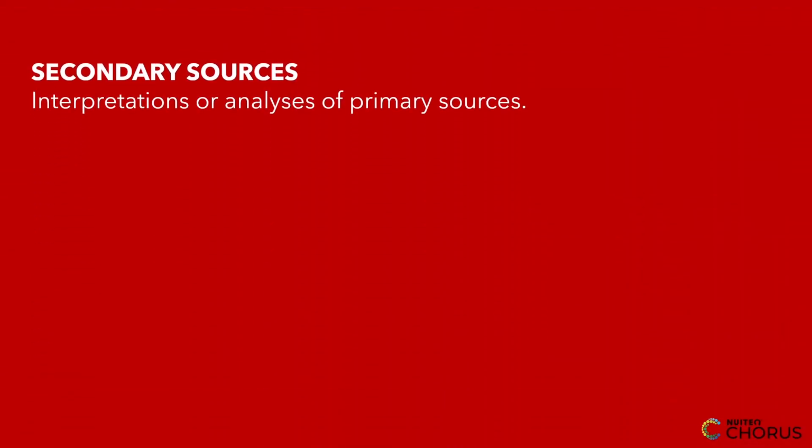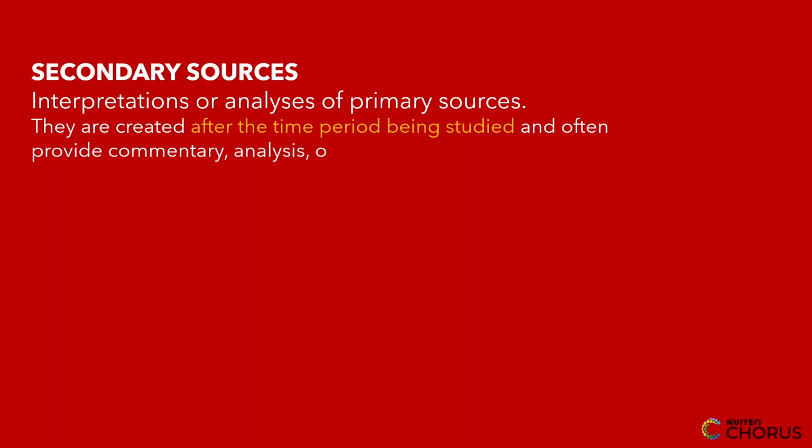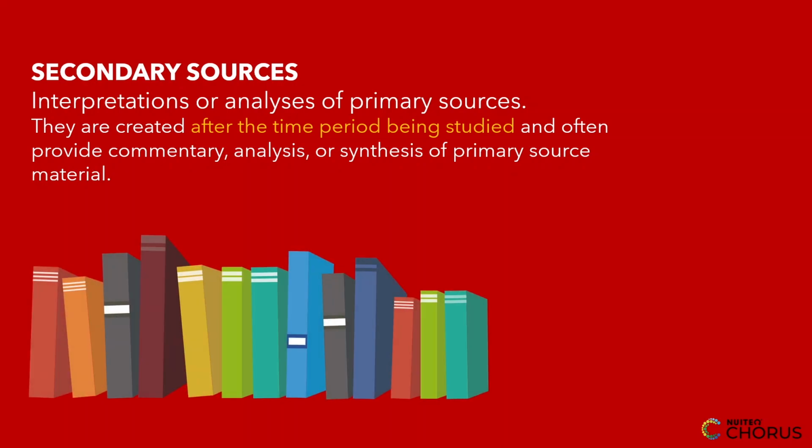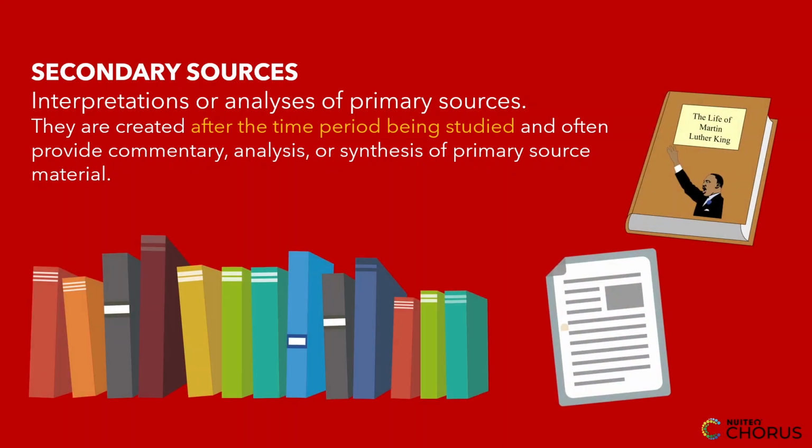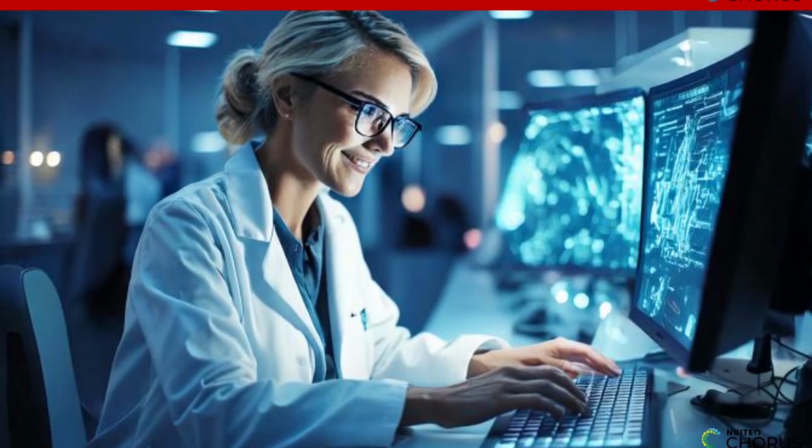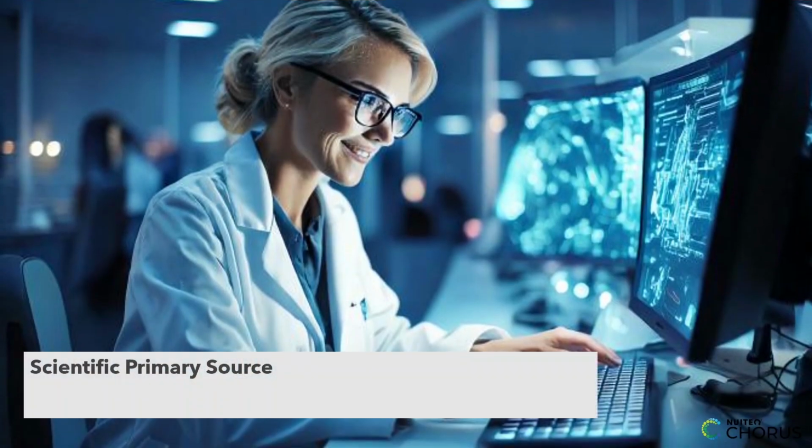Secondary sources, on the other hand, are interpretations or analyses of primary sources. They are created after the time period being studied and often provide commentary, analysis, or synthesis of primary source material. In historical texts, secondary sources can include textbooks, biographies, and scholarly articles that analyze events, people, or ideas based on primary source evidence.